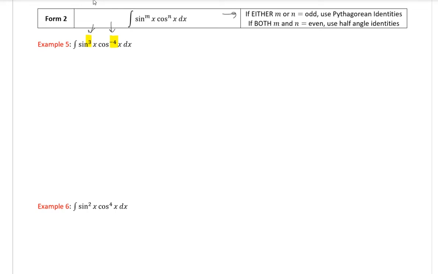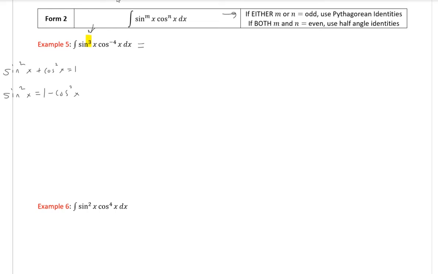So, again, remember that we have sine squared x plus cosine squared x equals 1. And so, since I'm going to use it on the odd one, sine cubed x, I should get sine squared x by itself, which is 1 minus cosine squared x. You might already have these memorized, but if you don't, always good to work that out.